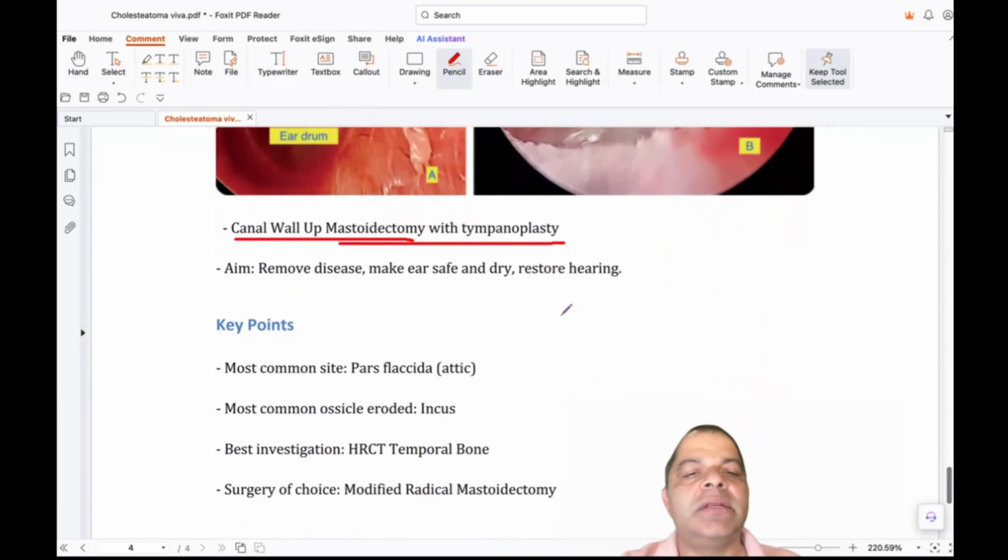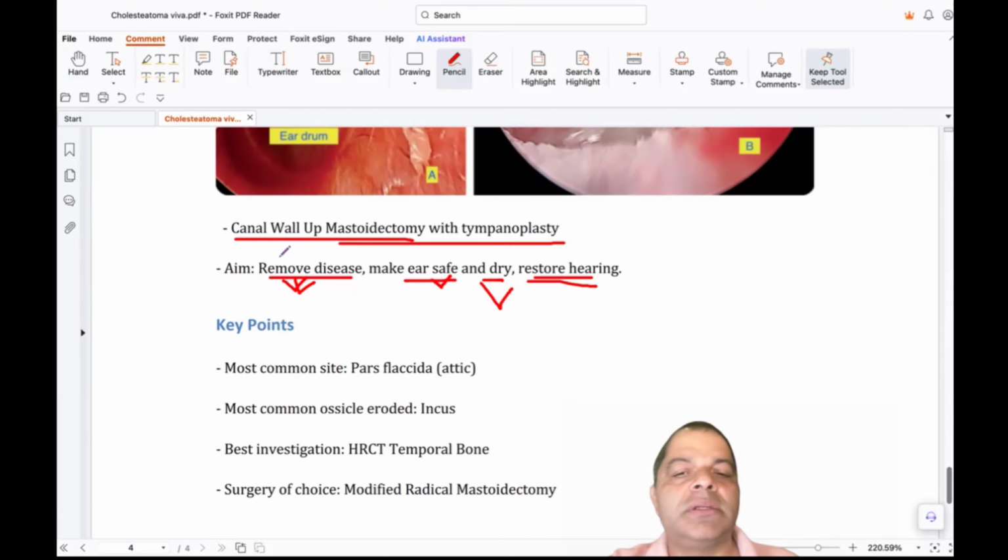The aim of this kind of surgery is to remove the disease. First you have to remove the disease and make the ear dry. If they ask what the aim of surgery is, just say first remove the disease and make the ear safe and dry. Next, restoring hearing you can mention also, but if you say restore hearing first, that is not okay. You have to come with remove disease, make ear safe and dry.